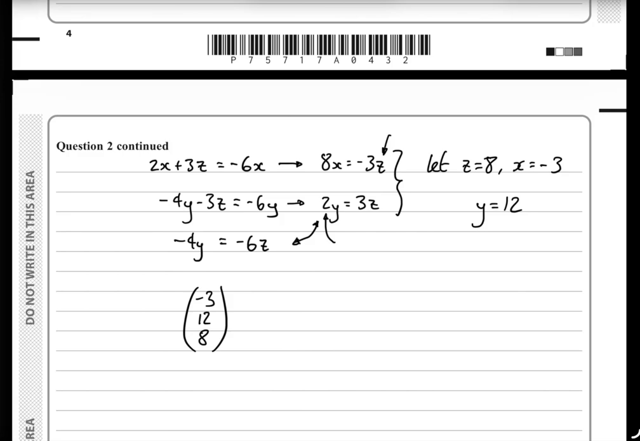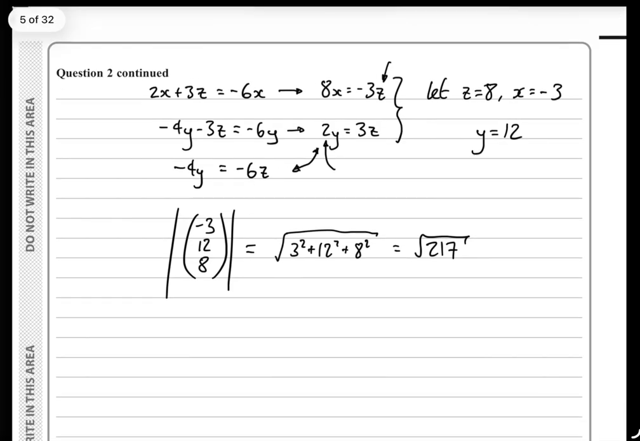Minus 3, 12, 8 is an eigenvector, and you can have any multiple of that, but the question actually wanted a normalized eigenvector. So what we then do, 3 squared plus 12 squared plus 8 squared, divide all three components by that. That is the unpleasant number square root of 217.